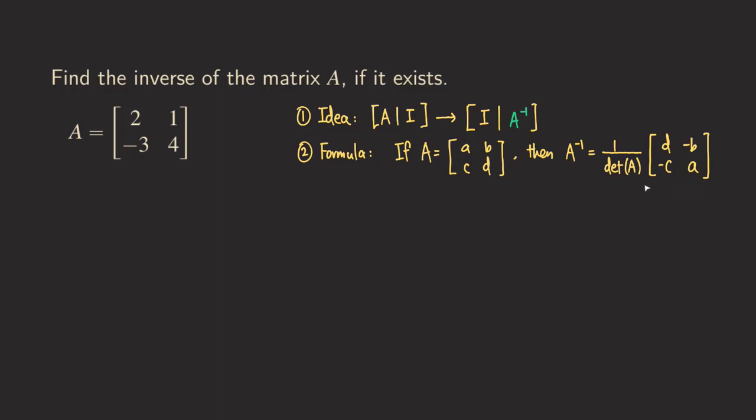As you can see here, if the determinant is non-zero, then the inverse exists. Otherwise, the inverse does not exist, and A would be said to be a singular matrix. Okay, so we are going to use both ways to do it.